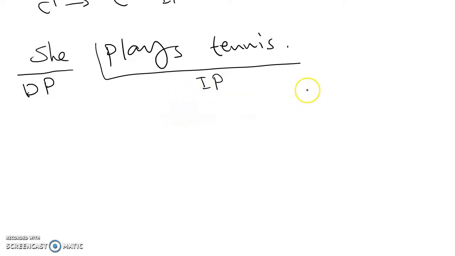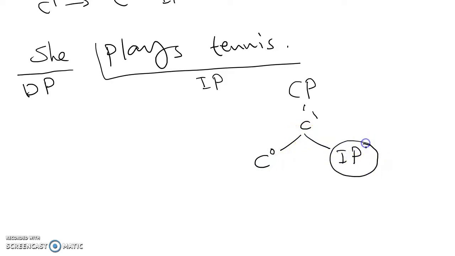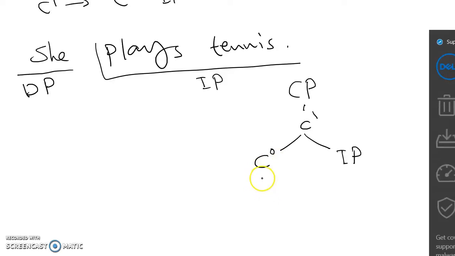So at the beginning, we will start by saying CP, I mean the whole sentence. It consists of C bar. This C bar consists of C0 and an IP. Now here, this is the beginning of our analysis. Okay, so IP. We don't have a complementizer in this sentence, so this place will be left empty, or we can make a sign like this.